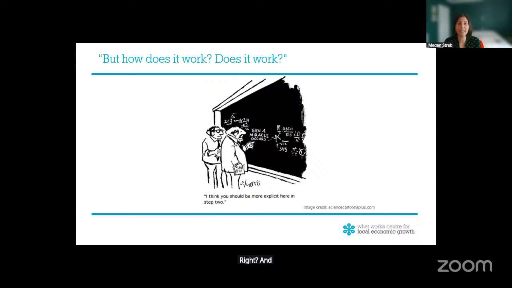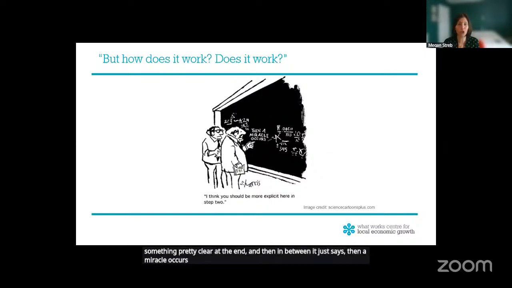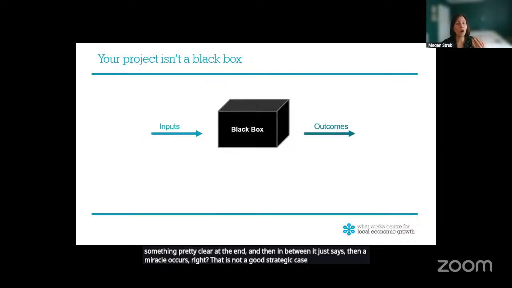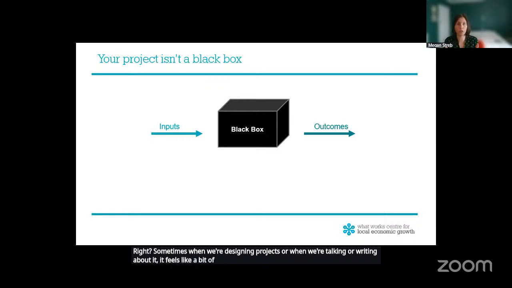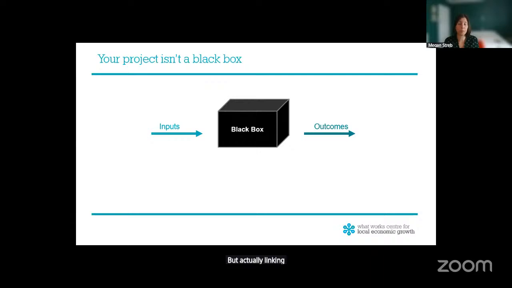And this cartoon here, where we see something really clear at the start, something pretty clear at the end, and then in between it just says, then a miracle occurs, right? That is not a good strategic case. And often that's how projects can feel, right? Sometimes when we're designing projects or when we're talking or writing about it, it feels like a bit of a black box, right? We're clear about our budget and resourcing, which are the inputs. We're clear maybe about what targets have been set, but actually linking that all up feels a bit unknown, right?